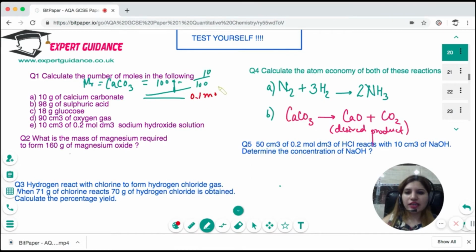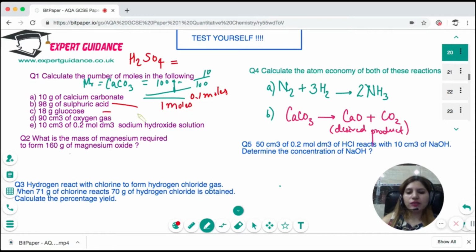Then 98 grams of sulfuric acid. The MR of sulfuric acid is H2SO4, which is 2 times the mass of hydrogen, plus sulfur, which is 32, plus 16 times 4. And that will give you 98 grams. So 98 divided by 98 will give the answer 1 mole.